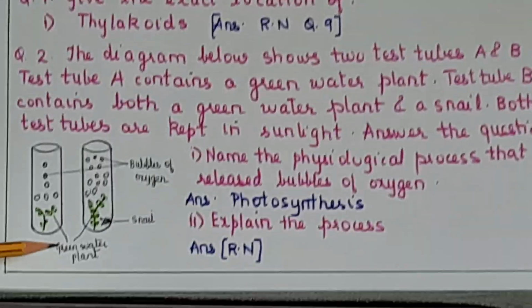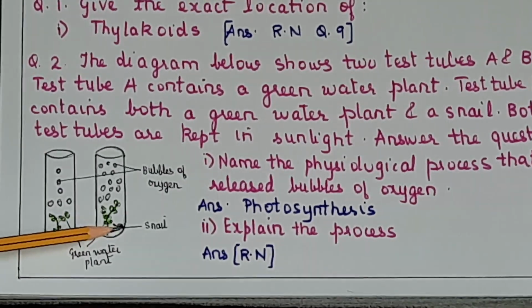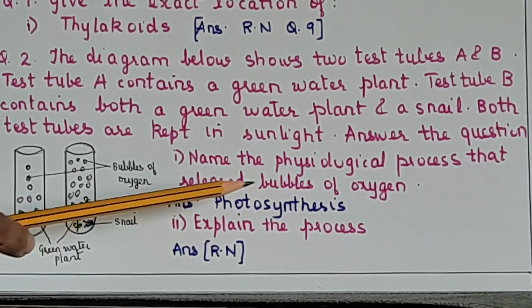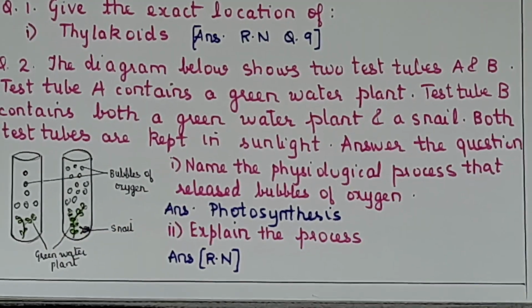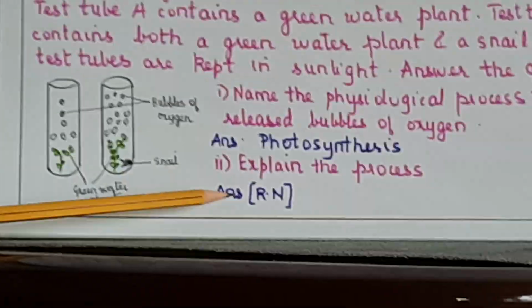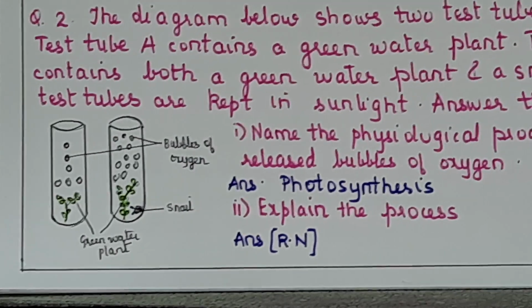Okay, so these are the two test tubes. This is test tube A and this is test tube B. Now, name the physiological process that releases bubbles of oxygen. So naturally it is photosynthesis. Explain means you have to define it. So you can write it from the notes. We've done it before. Okay, we'll have a look at the next questions.